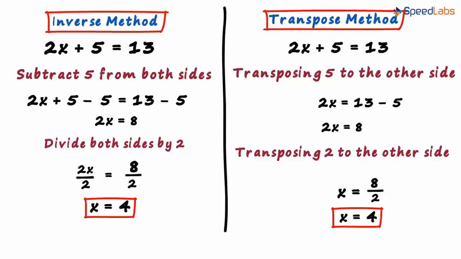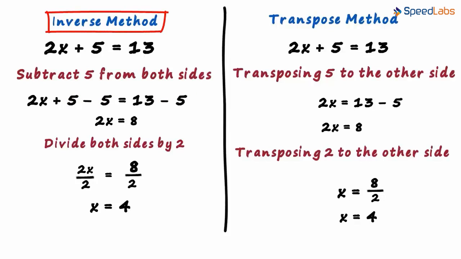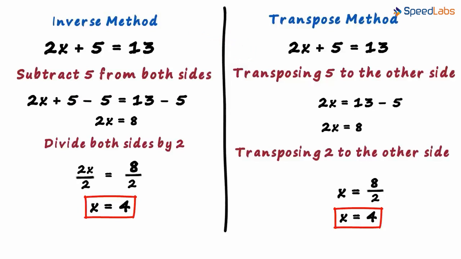The transpose method is actually the same as the inverse operations method. Just that instead of subtracting 5 from both sides, we transpose 5 to the other side. It's the same thing as 5 and minus 5 cancel out here and all we are doing is subtracting 5 from the right-hand side. So we are avoiding a couple of steps to write the steps directly. In the inverse operations method, we use more terms to eliminate terms on the left-hand side. Here we just transpose them to get the same result. In our videos, we will be using the transpose method.